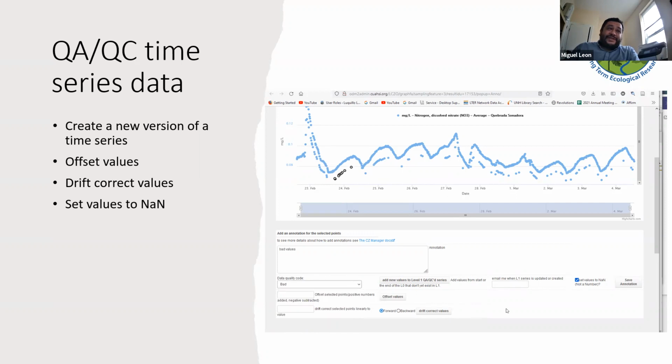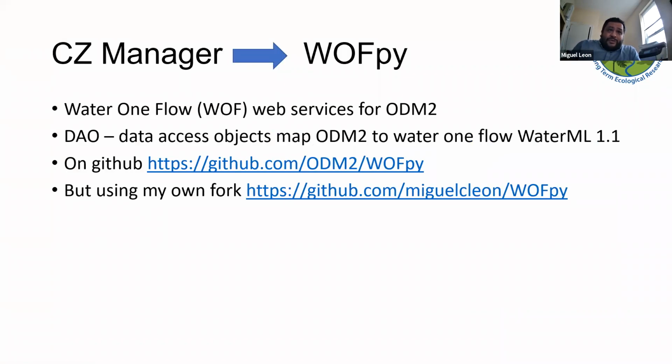Then you can also do offsets and drift corrections. If you have two different time series or two different data logger files that are offset a little bit, you can just add an offset value to bring the time series together. Or, if you had a time series that is declining over time due to sensor fouling or something, you could apply a drift correction that would bring the values back into line with the sensor after you've serviced it, to correct the drift.